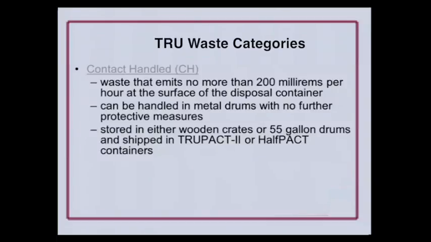It can be stored in either wooden crates or 55-gallon drums. And when it's shipped, it has to be shipped in a specific container. You see the two approved containers here: the TRUPACT-II or a HalfPACT container. I've got a picture of the TRUPACT-II so you can get a feel for what it looks like. Each of these containers can ship up to, I think, 10 or maybe more 55-gallon drums. But they are transport containers, so that the waste can be transported safely across the highways and meet the DOT requirements.